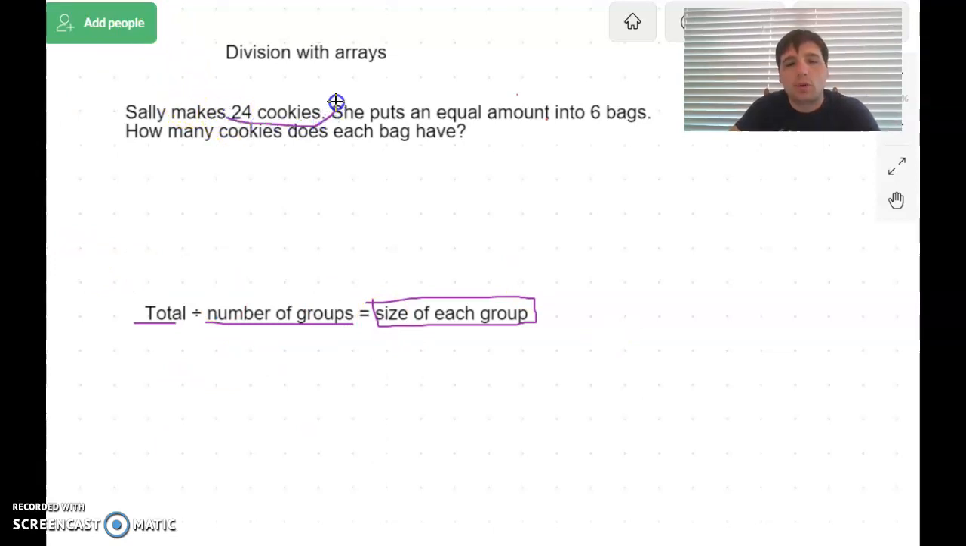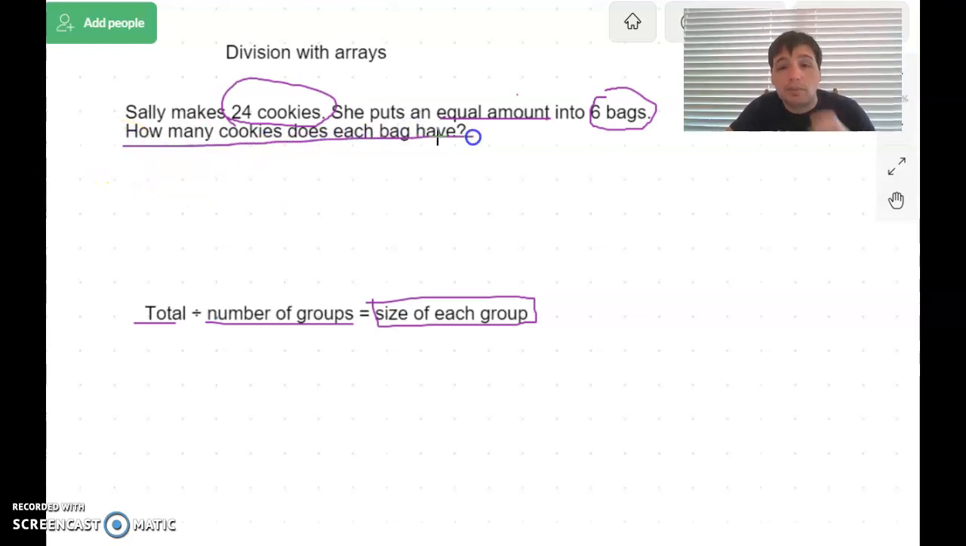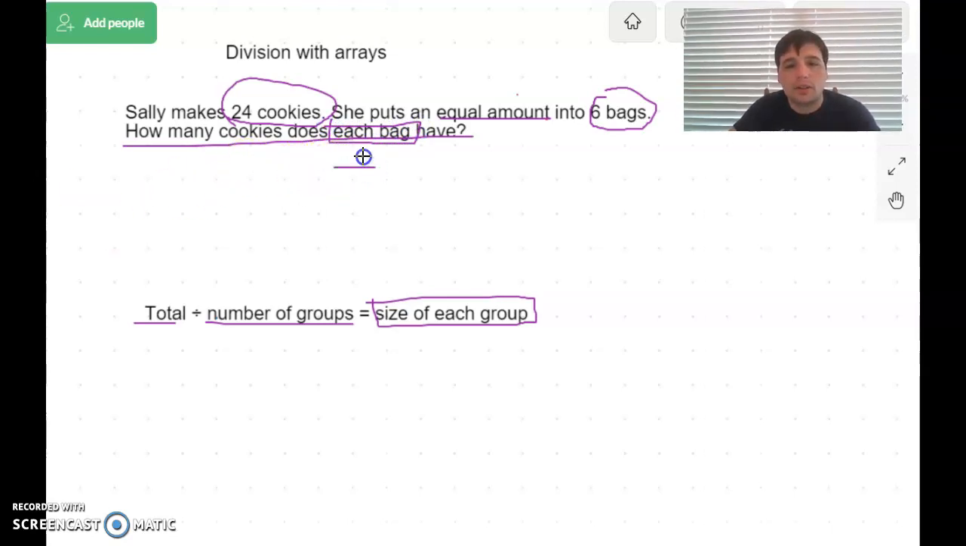Sally makes 24 cookies. She puts an equal amount, that's important, into 6 bags. So that tells me right there she has 6 bags. I want to know how many cookies each bag has? Let's make sure we know what that each bag means. That means I'm going to divide.